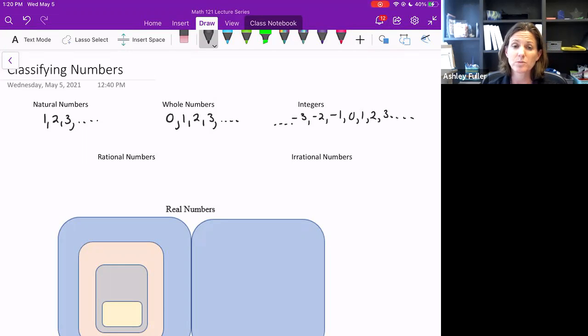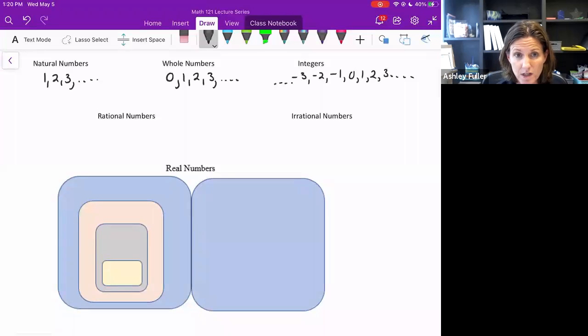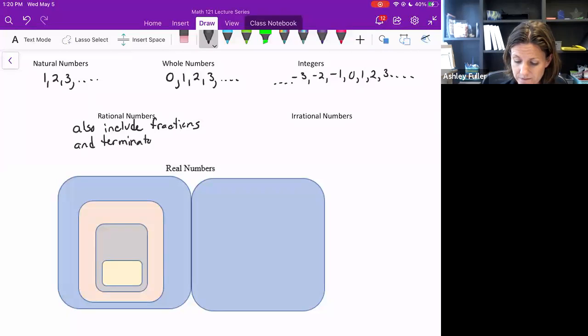We know that rational numbers are part of the real numbers though, and these are where we include our fractions and decimals. So these rational numbers also include fractions and terminating, so meaning they end, or repeating decimals. So something like 0.33 repeating, which is equal to 1/3, is a rational number.